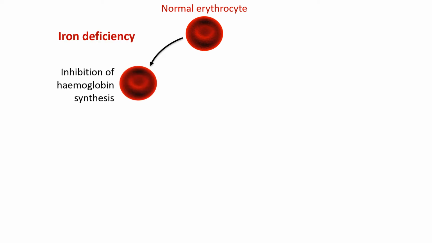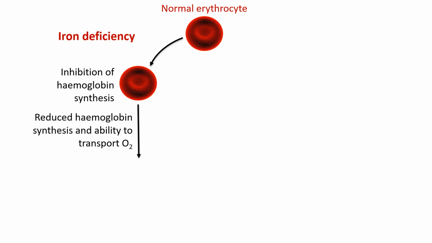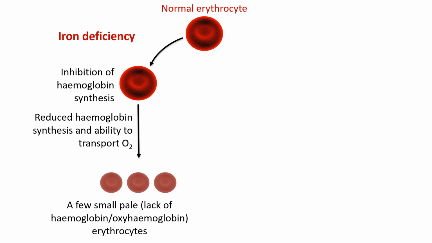Okay, so let's do a little comparison in terms of what happens to our normal erythrocyte in those two conditions. So in iron deficiency, we have the inhibition of hemoglobin synthesis. Because of that reduced hemoglobin synthesis, we end up with these very small erythrocytes and a reduced ability to transport oxygen. So what we end up with is a few small microcytic and pale erythrocytes.